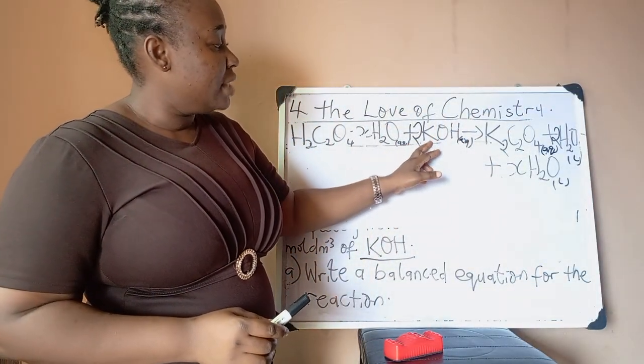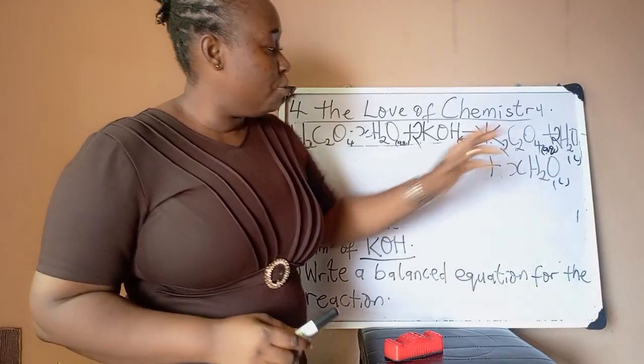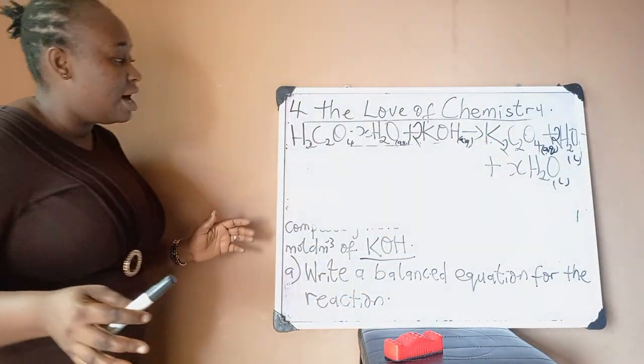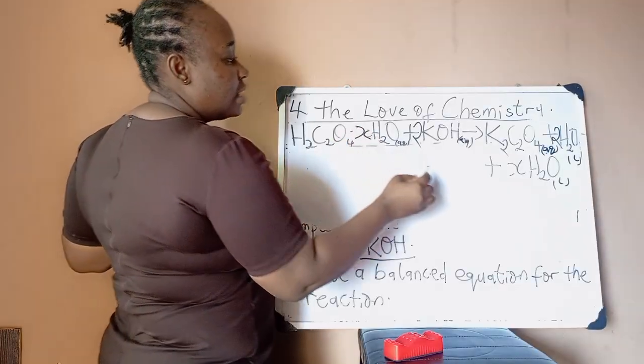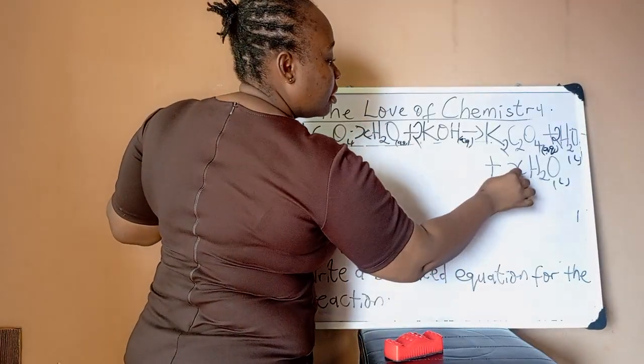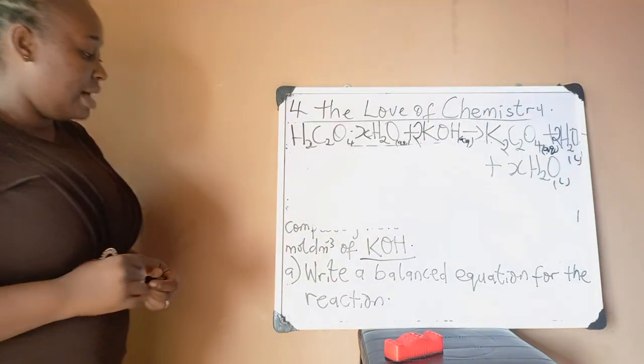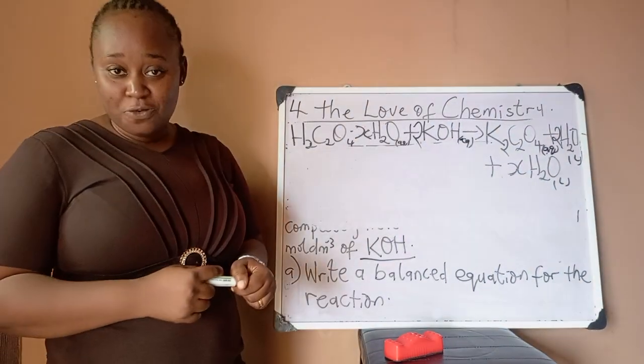Then let's look at this. We have 2 potassium atoms here. We have 2 potassium atoms here. And that's how you write a balanced chemical equation for the reaction. So that's question number 1 solved. All right.